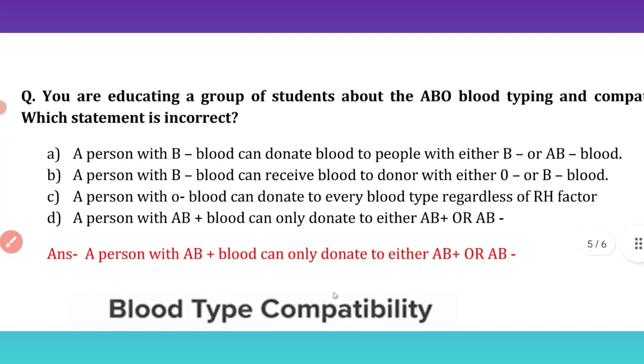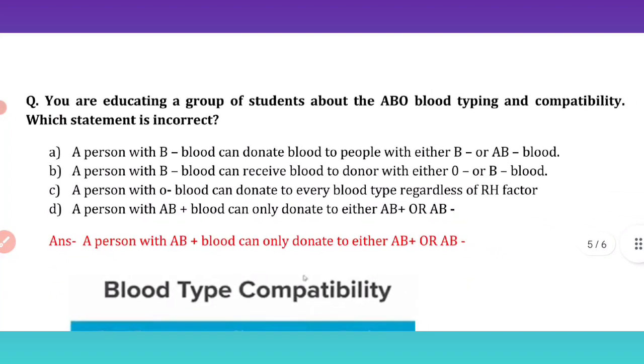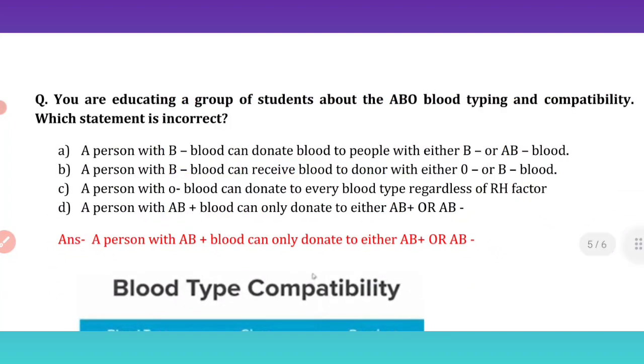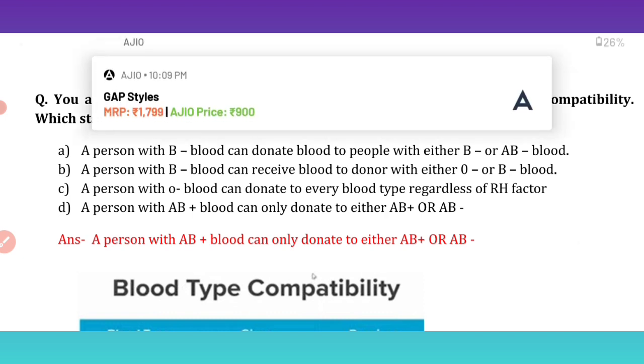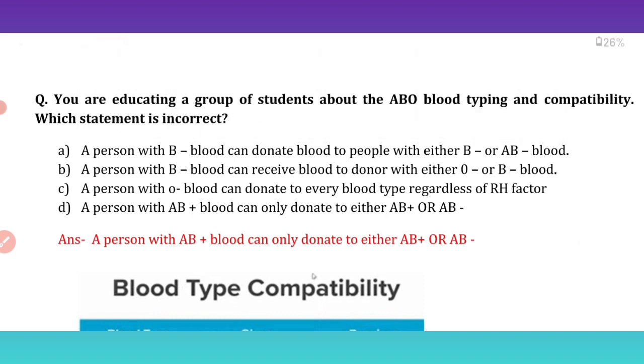And the next question is: you are educating a group of students about ABO blood typing and compatibility. Which statement is incorrect? Many students make mistakes here. One thing you are supposed to keep in mind before solving this question: a negative blood group person can receive blood only from negative donors, but a positive blood group person can receive blood from both positive as well as negative donors. This is the first key point you are supposed to remember.